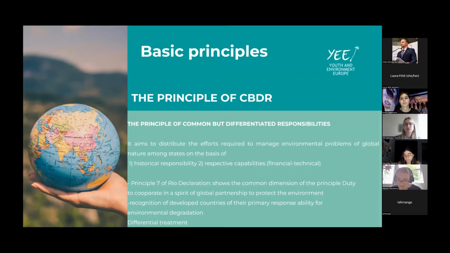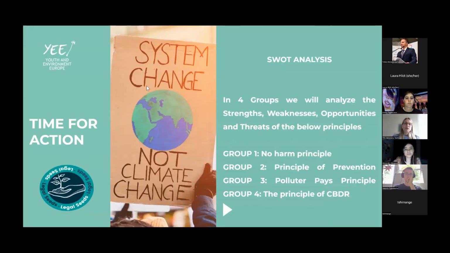So this principle was enshrined in Principle 7 of the Rio Declaration, and this shows the common dimension of the principle of the duty of cooperation, which we can imagine as an umbrella principle: the duty of cooperation among states, in a spirit of global partnership, in order to protect the environment. But it also recognizes the different treatment that states need to have, according to their abilities to combat climate change.